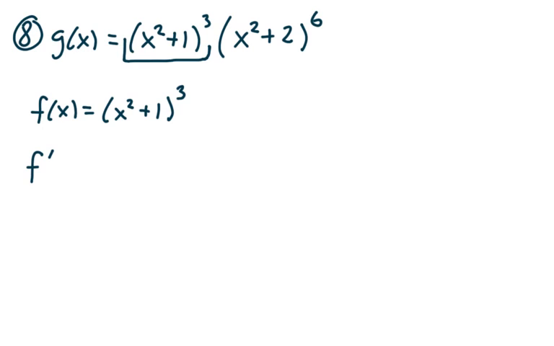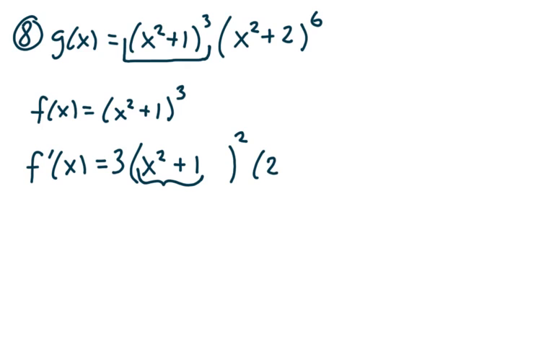So if I want f prime of x, I'm going to pull the 3 out in front. I'm going to multiply by x squared plus 1 raised to the second power. But don't forget, I have to take the derivative of that inside function, which is 2x. And so this can be written as 6x times x squared plus 1 raised to the second power.